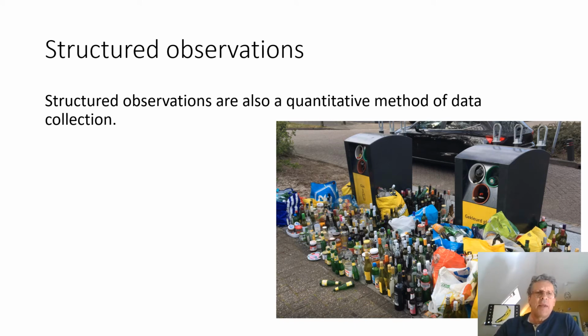Another way of collecting primary data is observation. Structured observations are also a quantitative method of data collection. So you hop on the bike, you ride your bike through the city, and then you count each glass container. Is there room for more glass or not? Well, in this case, I don't think there is more room in the container.